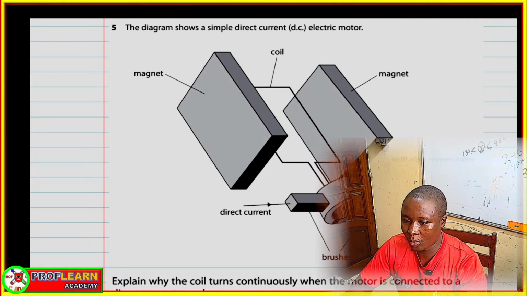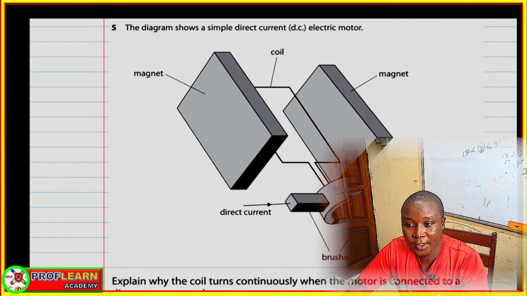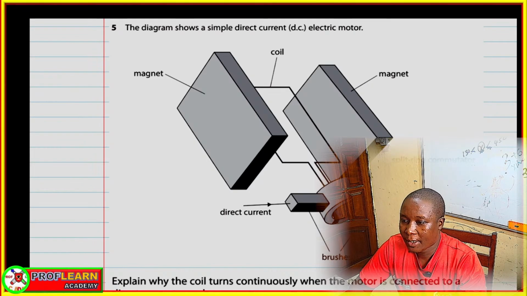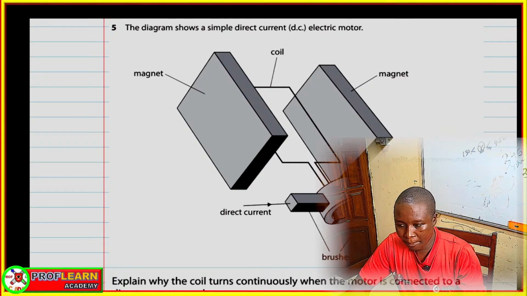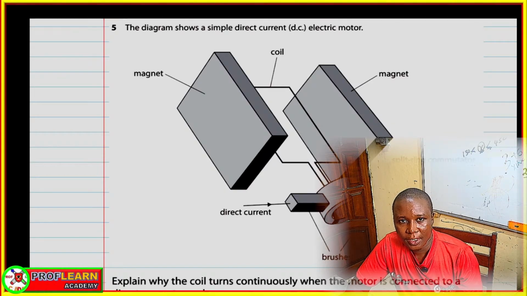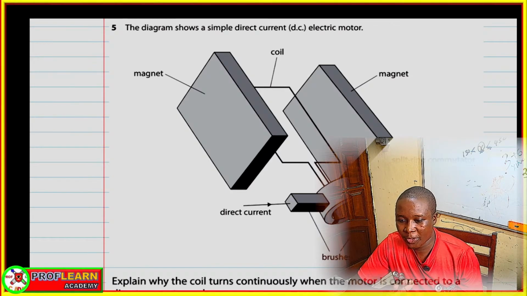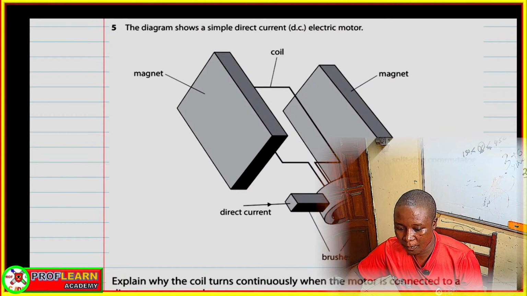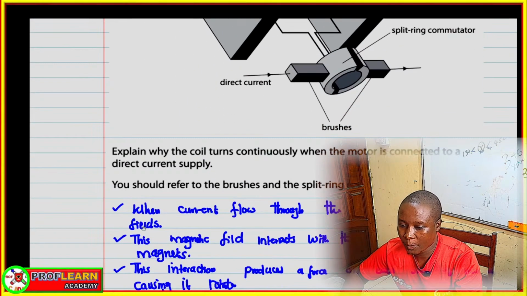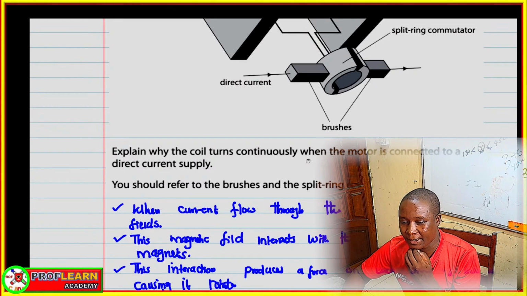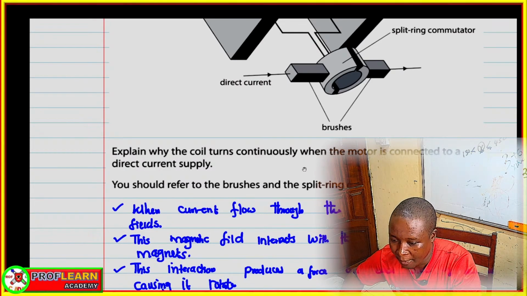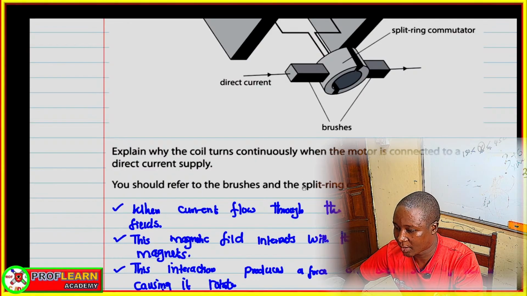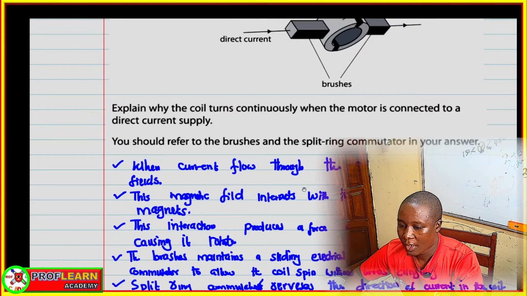In part 2, we are going to look at this question from a simple direct DC motor. Remember, a motor is the type of device that uses electric current to produce rotational motion. So here, we are going to look at how questions can be asked from this particular area. And we are told, explain why the coil turns continuously when the motor is connected direct to direct current supply. You should refer to the brushes, the split rings, commutators in your answer.